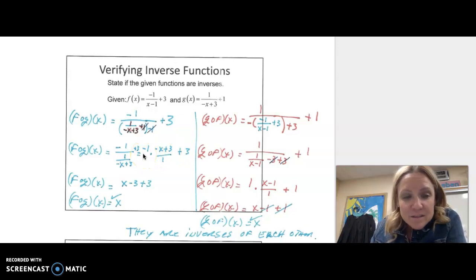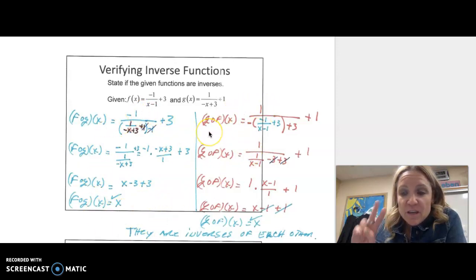This gets a little confusing, but we've got negative 1 times negative x, which is positive x. We've got negative 1 times positive 3, which is negative 3. And then we have this plus 3 over here. These two are opposites. They go to 0. And we're left with x. Okay? All right, so that one simplified to x.